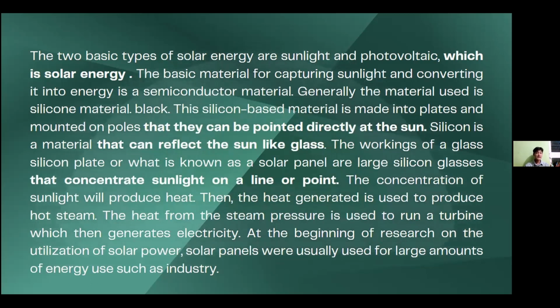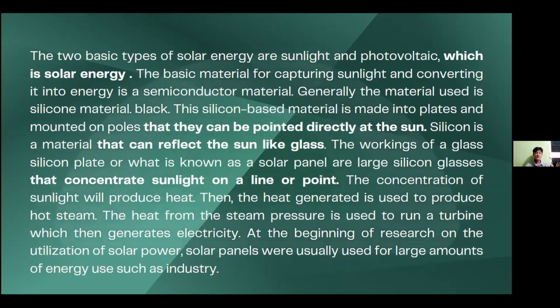The working of a glass silicon plate, or what is known as a solar panel, are large silicon glasses that concentrate sunlight on a line or point. That is an adjective clause that explains the preceding words, the large silicon glasses. The concentration of the sunlight will produce heat. Then the heat generated is used to produce hot steam. The heat from the steam pressure is used to run a turbine, which then generates electricity.